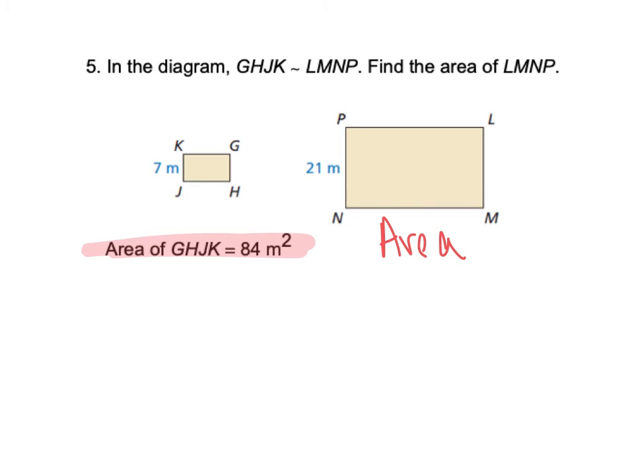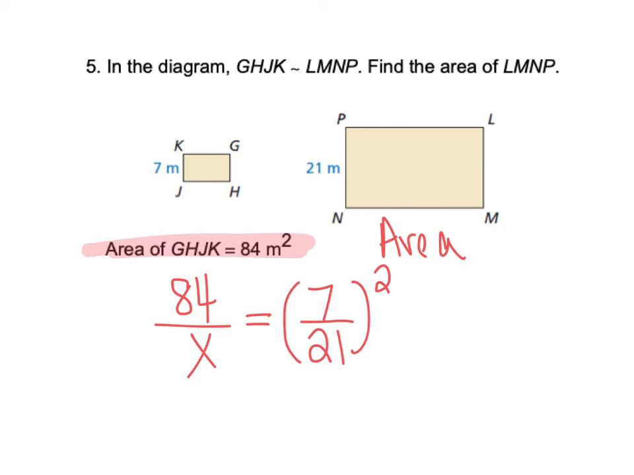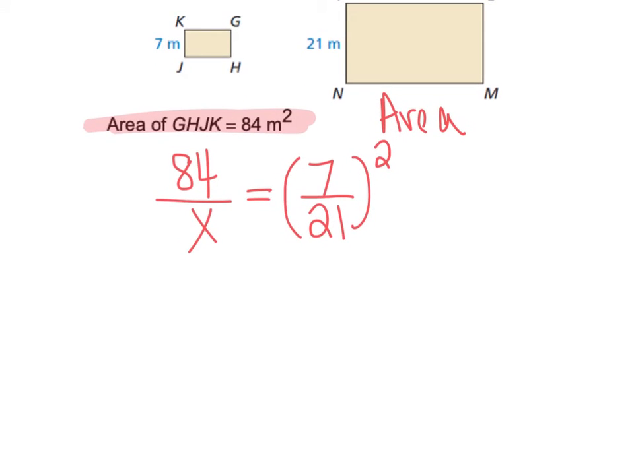So I am going to say area over area: I'm going to have 84, that's the area of the small rectangle, over x, since I don't know the area of the bigger one. And then I'm going to go side length over side length squared. I have the smaller rectangle on top, so I'm going to have 7 over 21. Anytime we have that squared on the outside, we need to make sure that we are distributing that squared to everything on the inside. So I'm going to have 84 over x. We're not going to do anything with that just yet.